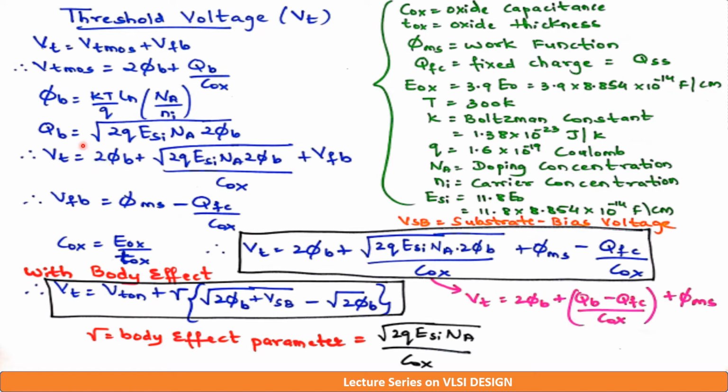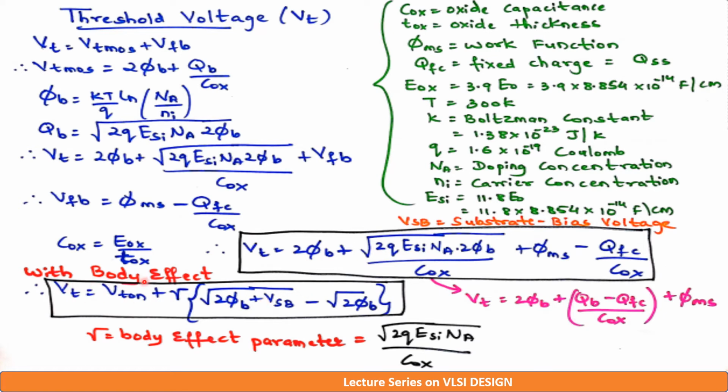So substituting VT MOS, φB and QB, this will be the formula of VT, where VFB is given by φms minus QFC by Cox. φms is the work function, QFC is the fixed charge, and Cox is the oxide capacitance. Oxide capacitance is given by Eox by Tox, where Eox stands for permittivity of oxide and Tox is the thickness of the oxide layer. So this will be the formula for threshold voltage.